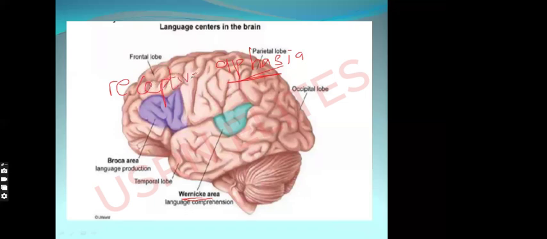So this is how I make it easier. Receptive: they can't receive information easily because they can't understand. Okay, so receptive aphasia is the same as Wernicke's aphasia, and it affects the Wernicke's area, which is part of the left temporal lobe.